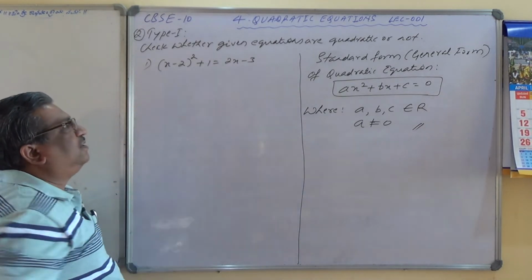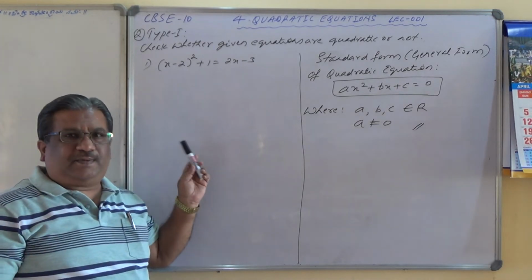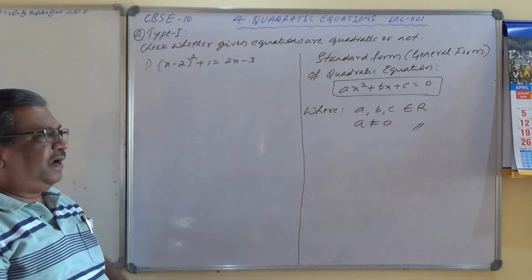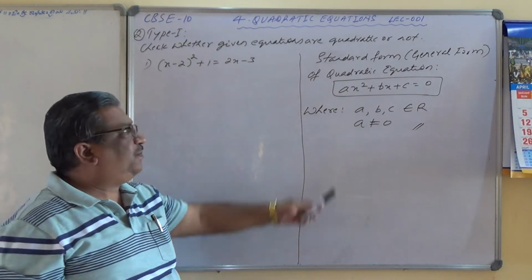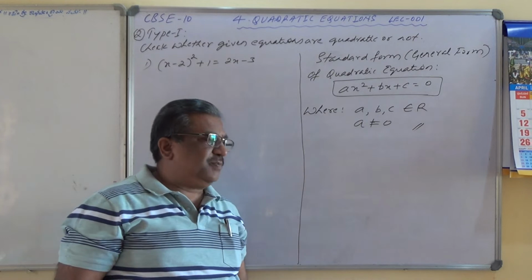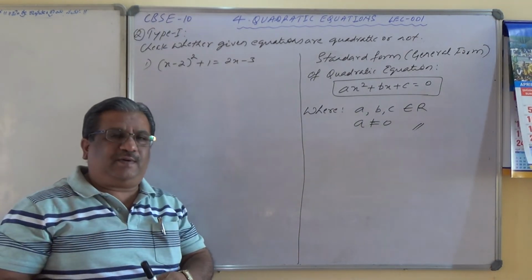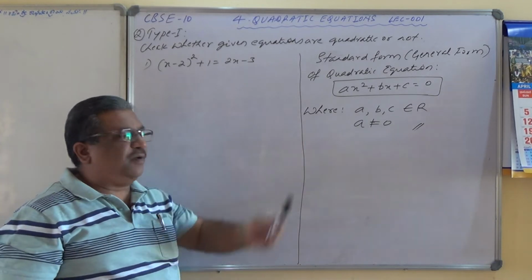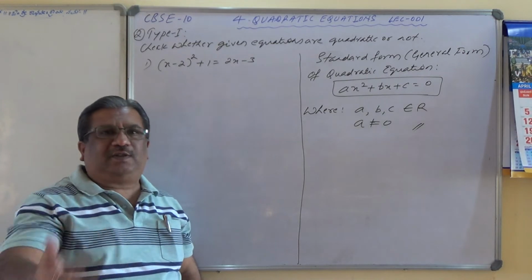So with that introduction to the standard form, what I am doing over here is simplifying the given equations and trying to express them in this form. Those equations which can be expressed in the form of ax square plus bx plus c equals 0 are called quadratic equations. Those equations which we are not able to express in the standard form are not quadratic equations.